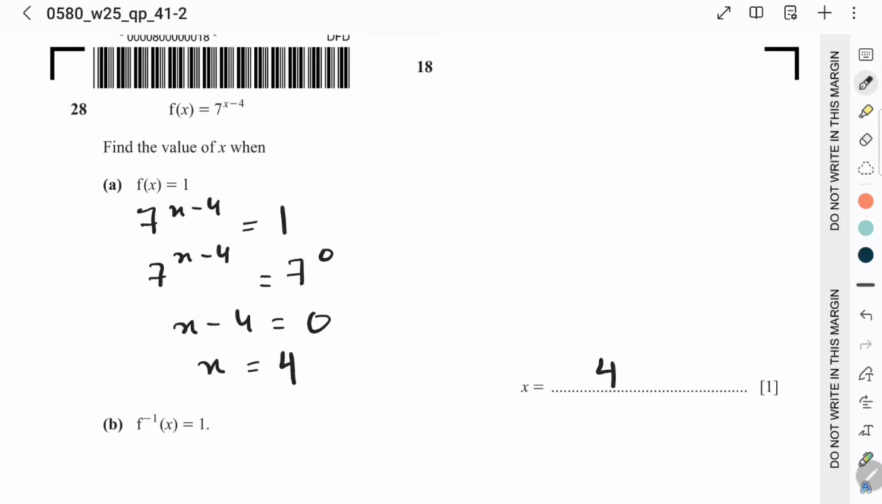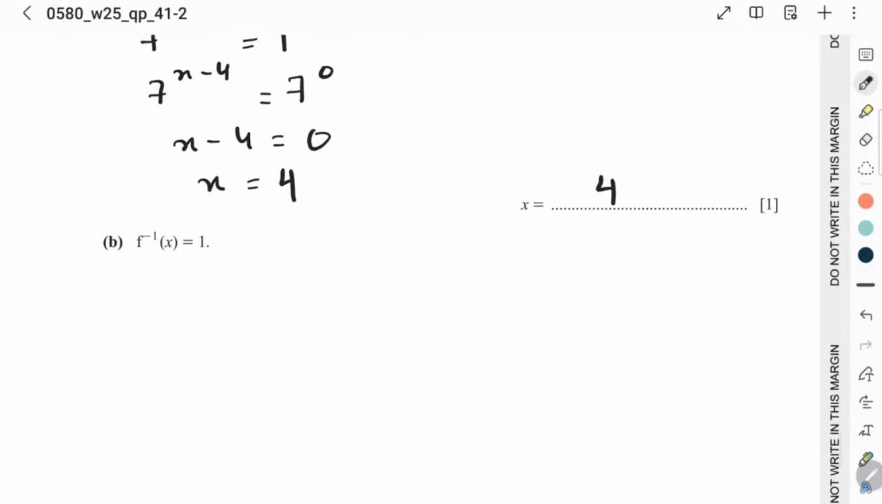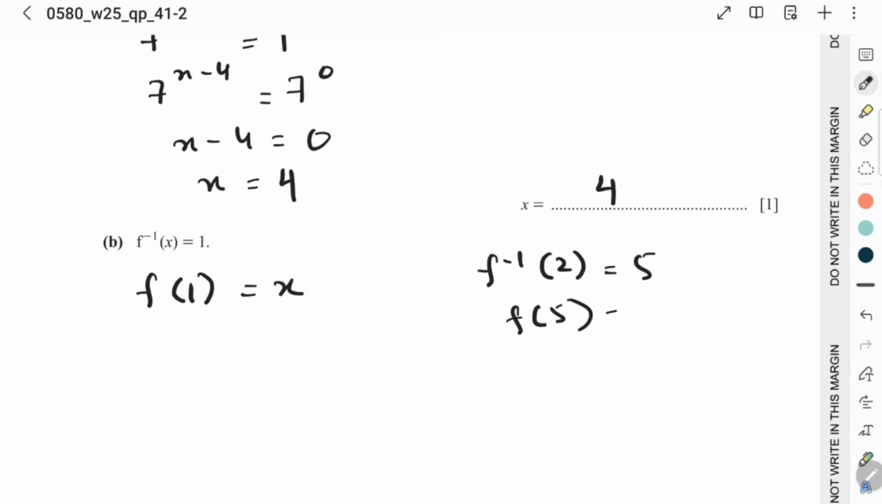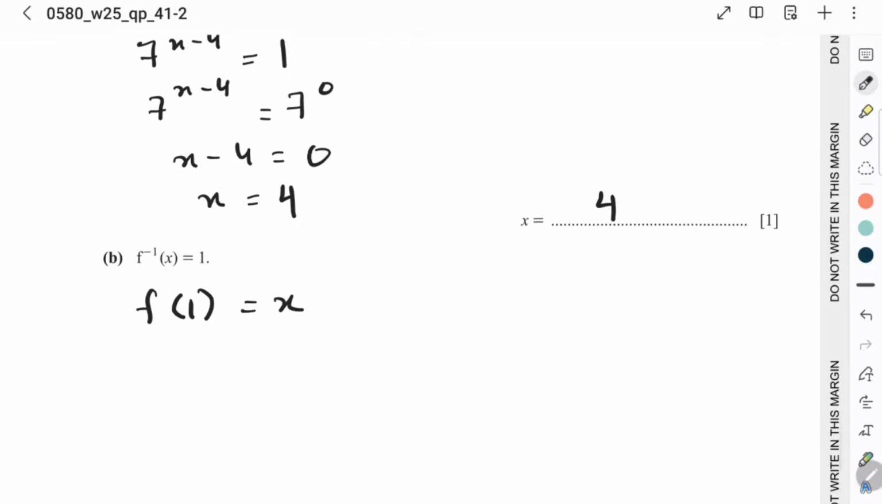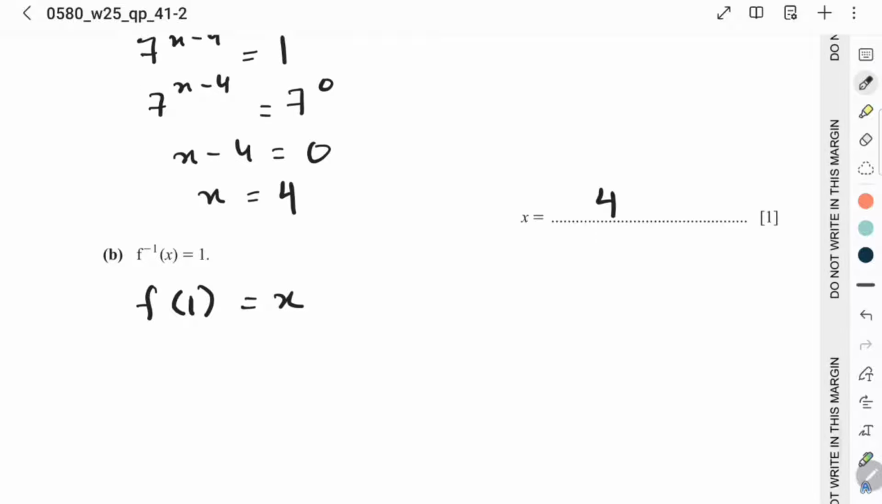F inverse of x is equal to 1. You know that I've already told you before as well. So you can write down f of 1 is equal to x. A few things I told you in the previous videos as well. You can do like f inverse of 2 is equal to 5, then f of 5 is equal to 2. And one more thing I told you, f inverse is always one-one. So it's easy now because it was a power exponential equation, so you don't need to find out any f inverse.